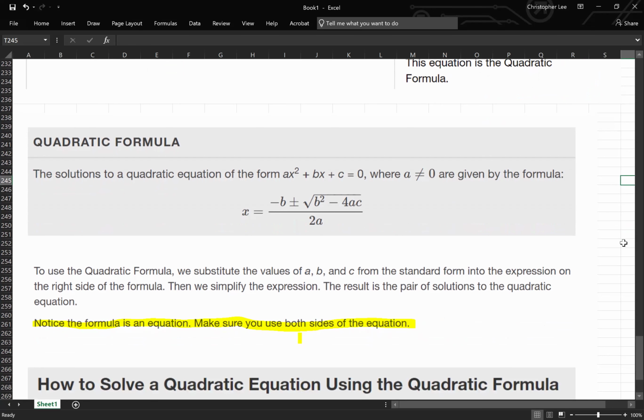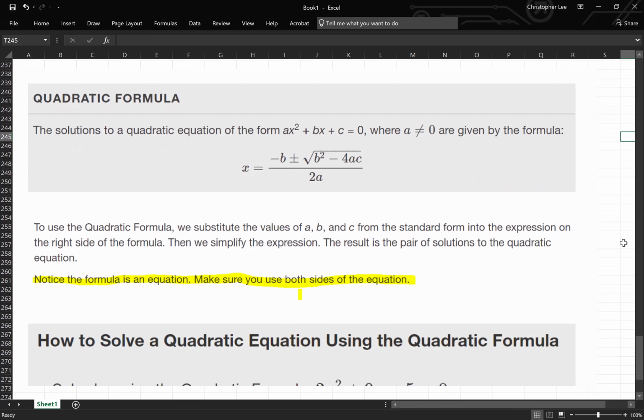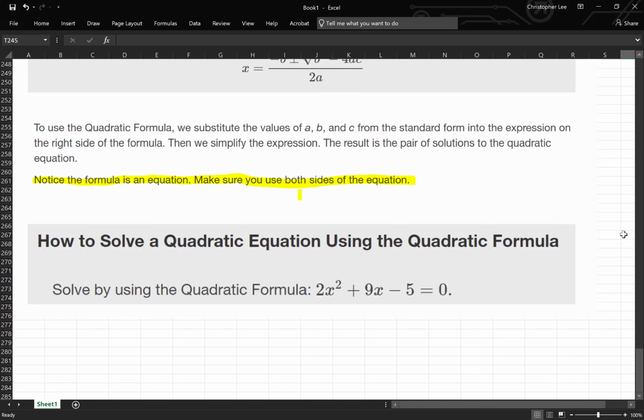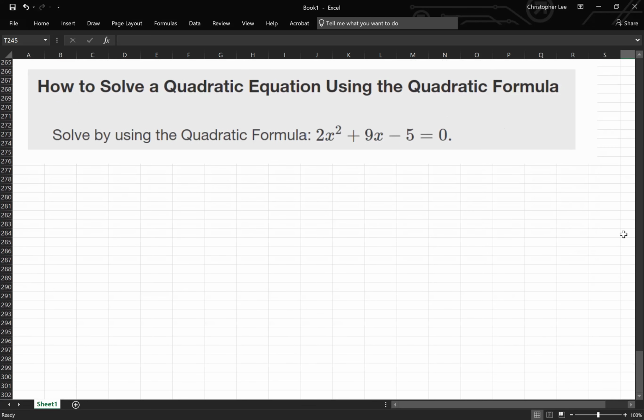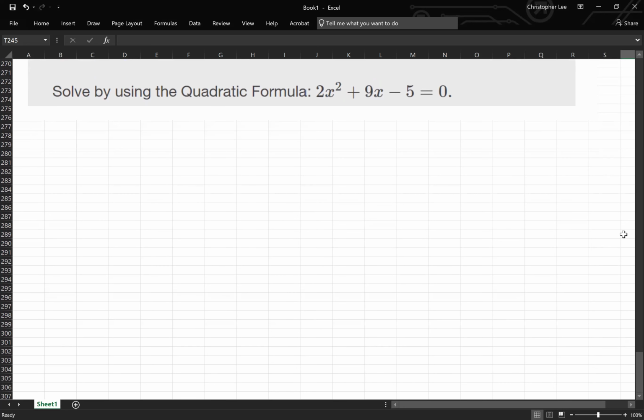The result is the pair of solutions to the quadratic equation. Notice the formula is an equation, right? Make sure you use both sides of the equation. All right? And so we're clear. Let's try this out. Oh, baby. This is one of them hard questions right here. We got 2x squared plus 9x minus 5 is equal to 0.